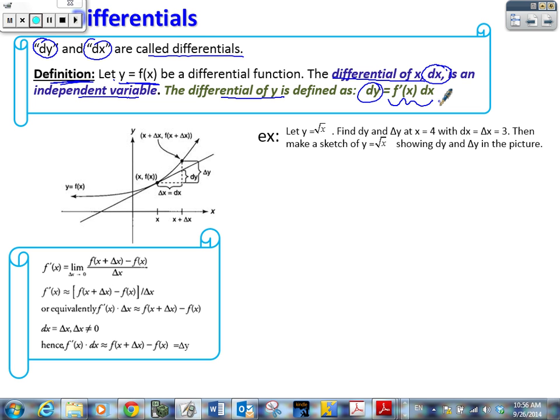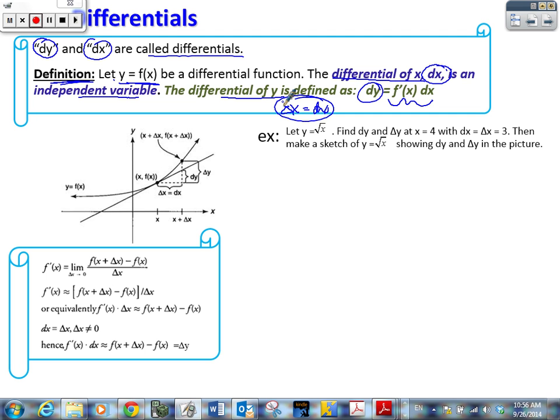It's f prime of x dx, and should look familiar to you, but we'll look at that in more detail in just a moment. But that's the basics of what this is going to be about. Now, let's talk about delta x and dx. For our purposes in BC calculus, we're going to set them to be equivalent. They're going to be equal.